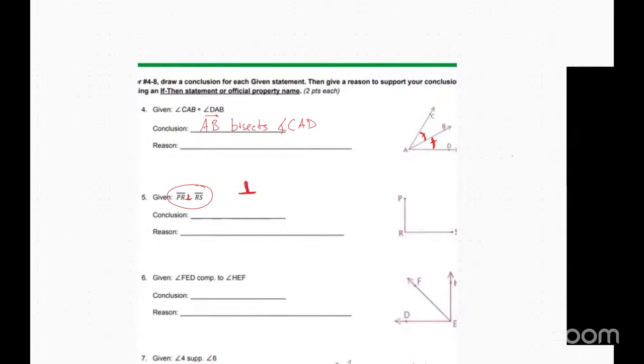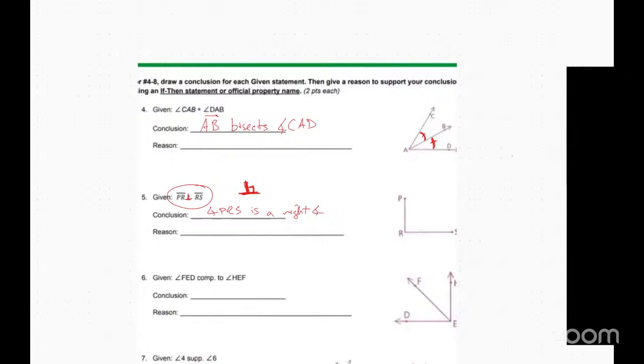What kind of angle is this right here? So a 90-degree angle. Yeah, it's a right angle. Oh, that's what perpendicular means. Yes, sir. So the conclusion would be that angle PRS is a right angle. Oh, okay. Again, it's kind of like you're stating the obvious, but you have to know what that symbol means. That symbol means right angle, perpendicular. That's the perpendicular symbol.